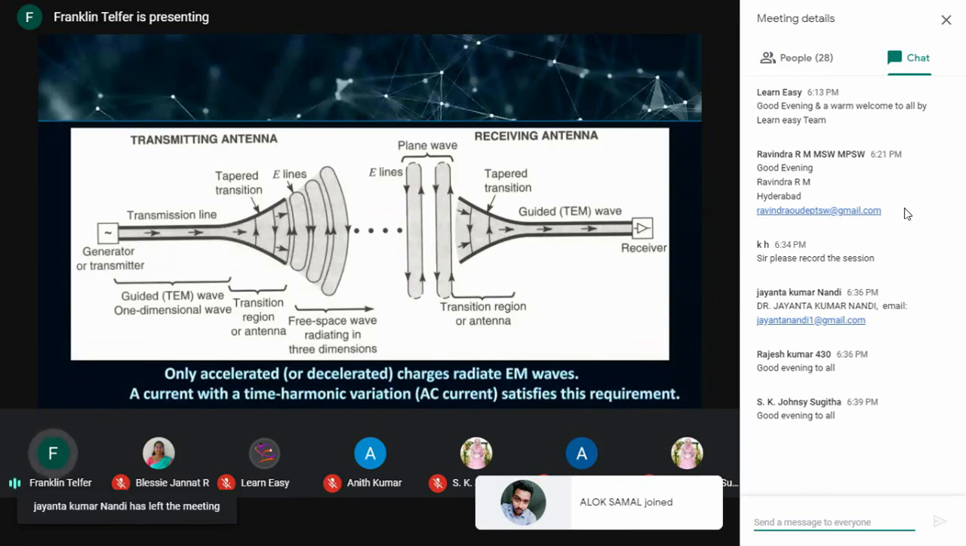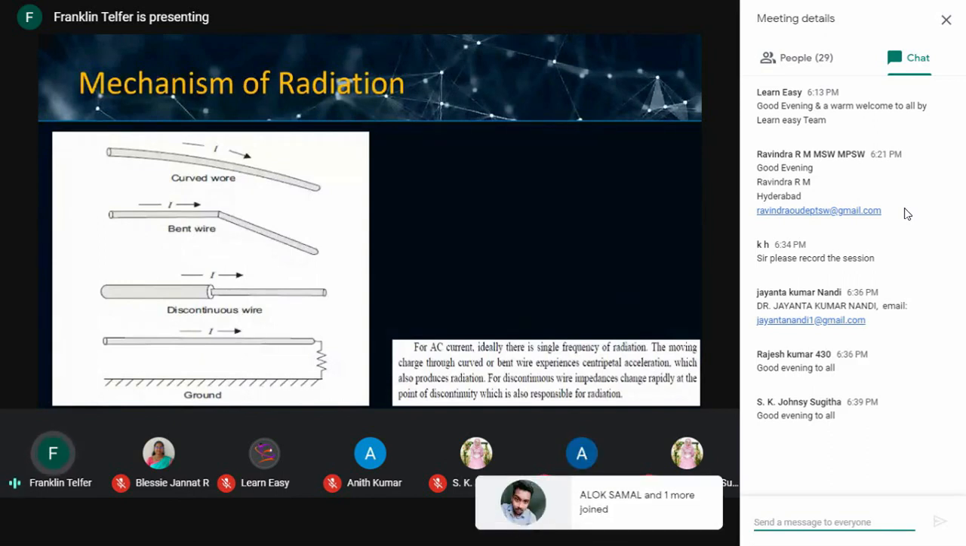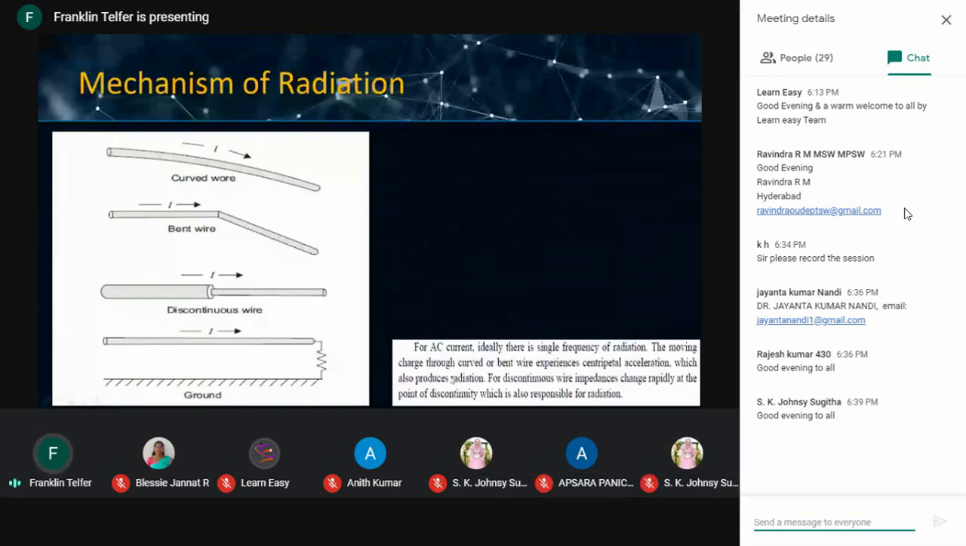So we have seen what an antenna is, where we fit that antenna, and basically how it radiates in free space. Next, the mechanism of radiation. How does this antenna radiate? Whether a wire has a curve, or you take a bent wire, or some discontinuity, and the fourth is that the antenna is grounded. These four things are the main ones you have to know while designing an antenna.